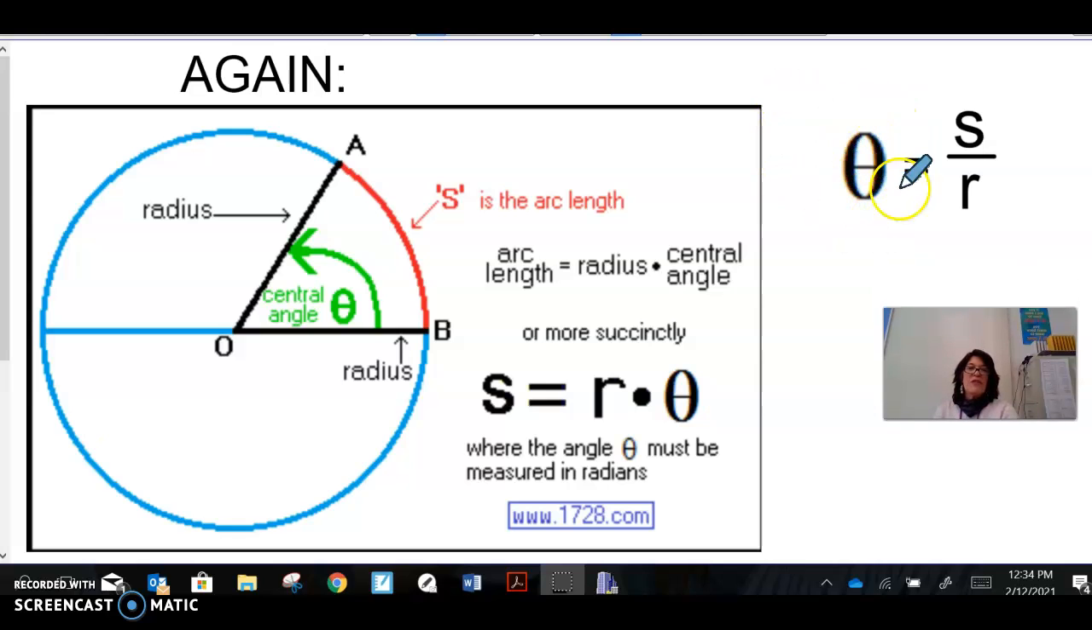This radian measure, we're going to take the arc length divided by however long the radius is. That's our theta. If you do want the arc length, you can take the radius times theta, as long as theta, the angle theta, is measured in radians.